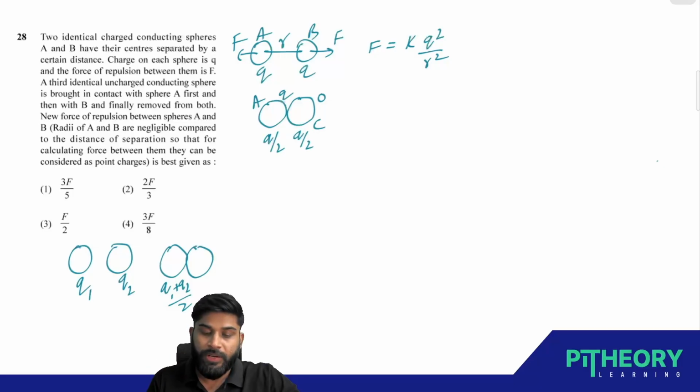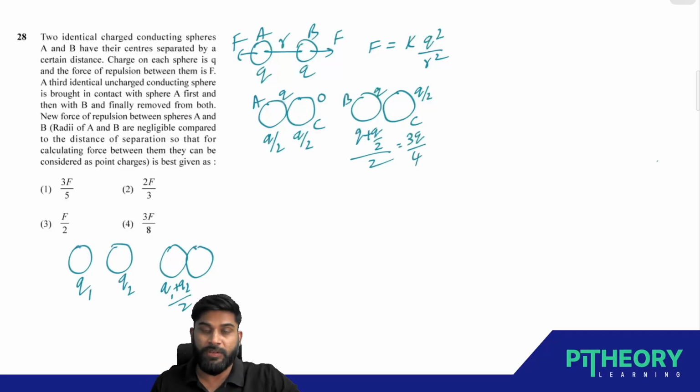Now what you are doing? You are taking this same thing again. You have this B, who is having charge Q. Now you are placing this in contact with C, whose charge is now Q by 2. So the charge on both becomes the average of Q and Q by 2. So this becomes Q plus Q by 2 divided by 2. How much is that? 2Q plus Q, 3Q by 2, by 2. You will be getting 3Q by 4. That will be the charge on both now.